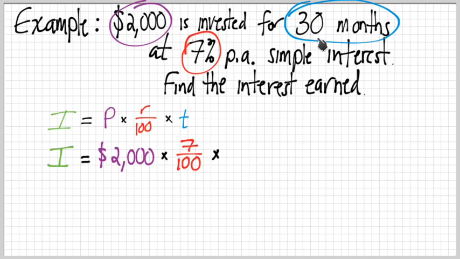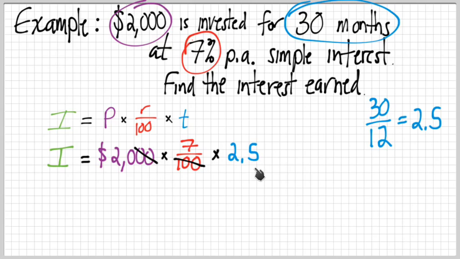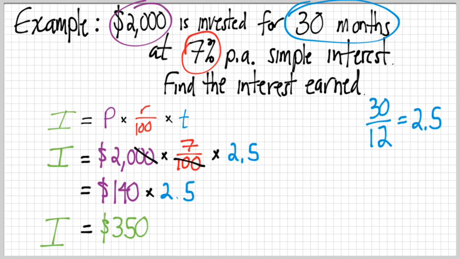So how many years is 30 months? Well, there's 12 months in a year, so 30 divided by 12 is 2.5 years. Now what I do first is cancel off the zeros on the bottom and top, 2 zeros on each. It's all multiplication, so it doesn't matter what order we do it in. I'll do 7 times 20, which is 140, and bring down my times 2.5. Then 140 times 2.5 is 350. So that's our interest earned, and that's the answer.